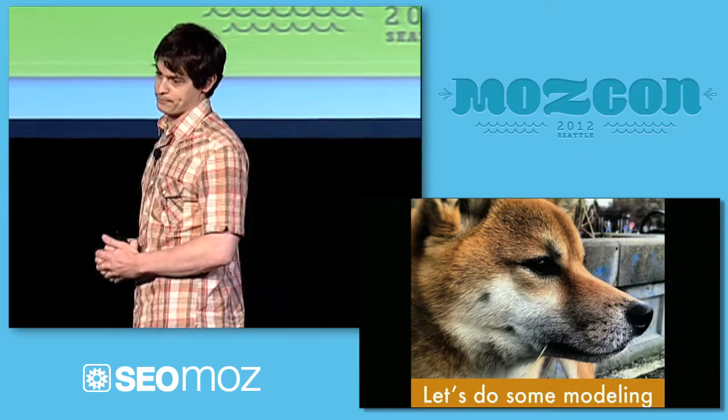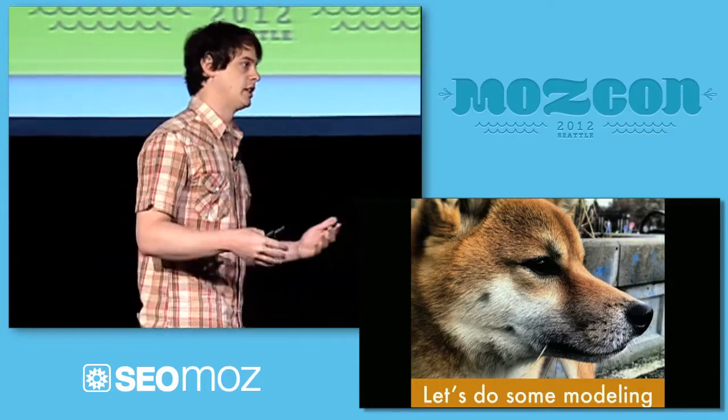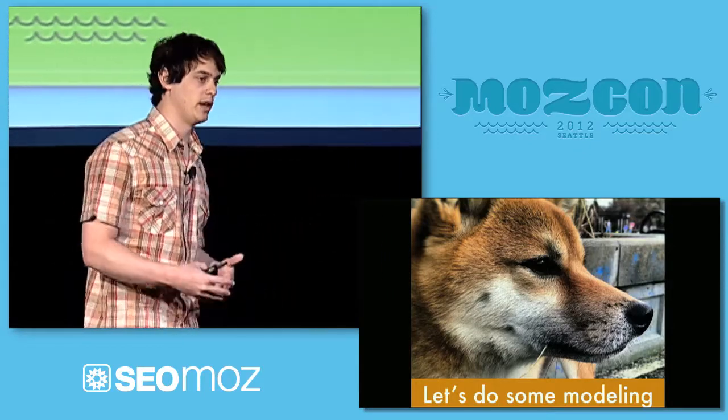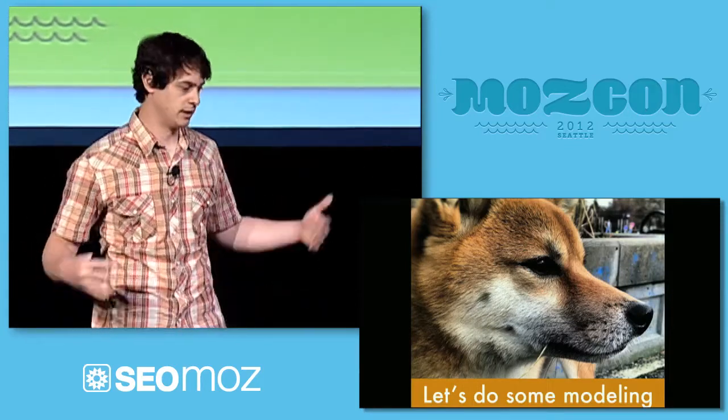So let's do some modeling. This is where we'll learn the typical models that people use in attribution modeling and the way they're spreading out the conversion path and learning more about it.